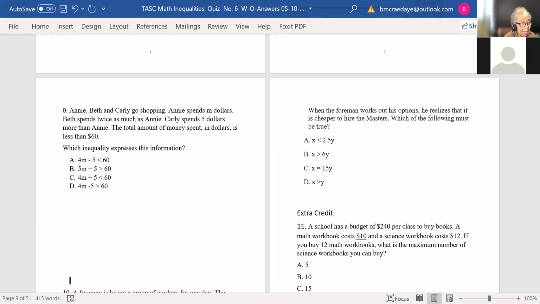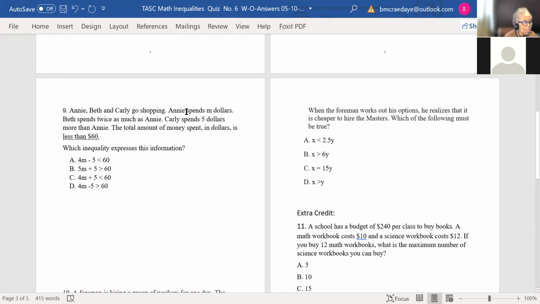Now it says less than 60, right? So you would eliminate anything that's greater than 60. So which ones can you eliminate here? B and D, because both of those are greater than. So you know it's between A and C. Now, how could you figure it out?